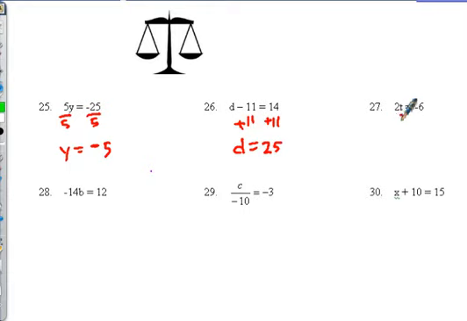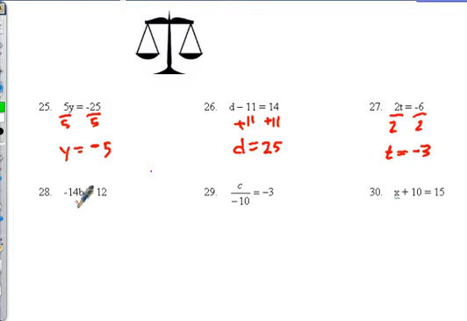Number 27 is similar to number 25. I'm going to divide by 2 on both sides, and I get T equals negative 6 over 2. So 2 goes into 6 3 times, so it's going to end up being negative 3.